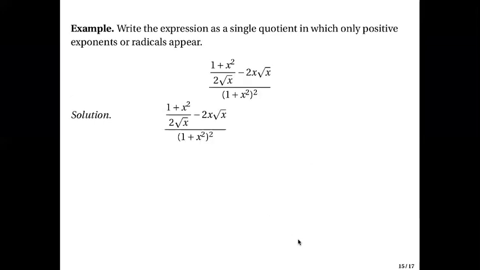Now, let's have this expression. So 1 plus x squared over 2 square root of x minus 2x square root of x, all over 1 plus x squared squared. So in here, we don't have negative exponent, but we have here a fraction and the denominator has radical. So we simplify this. In fact, this is a complex radical. So we simplify it.